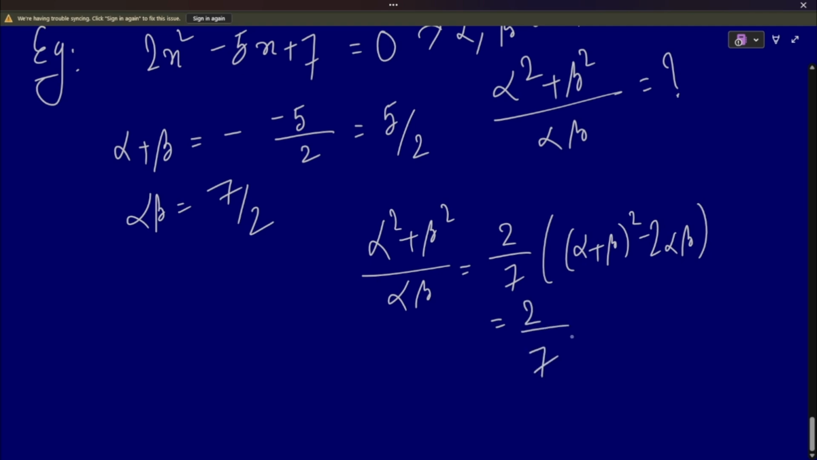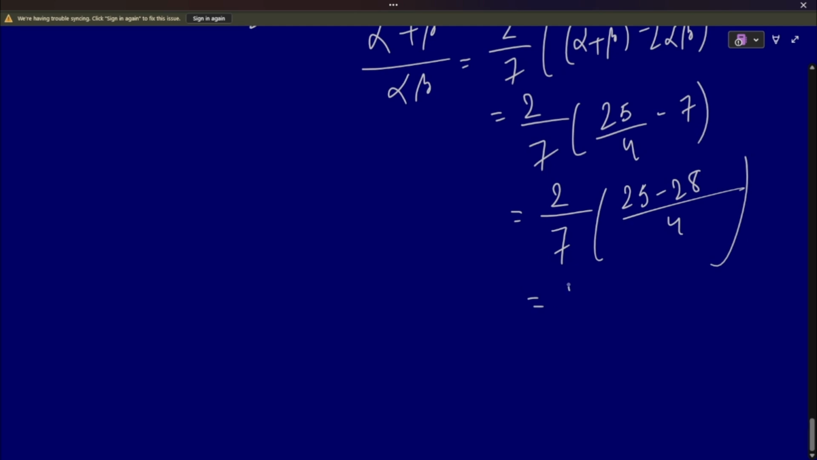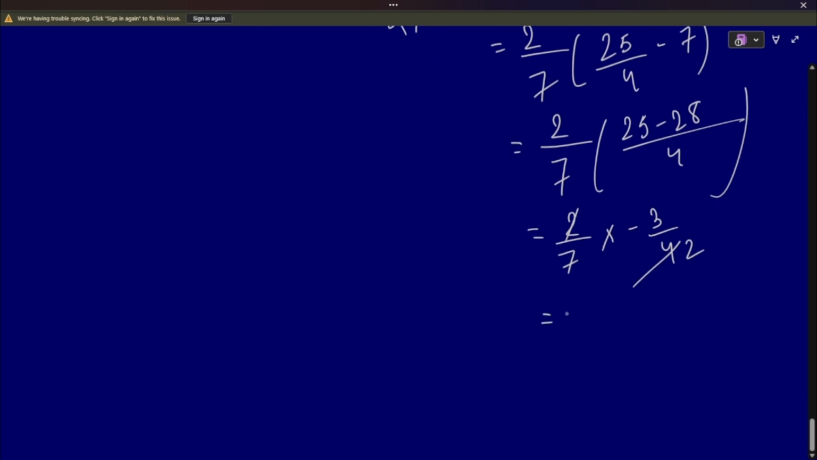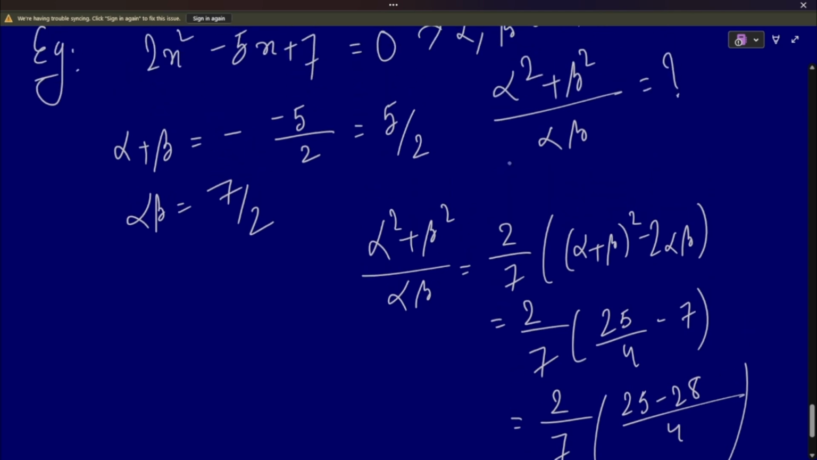This becomes 2 by 7 times [(alpha plus beta) whole square, which is 25 by 4, minus 2 into 7 by 2, which is 7], right? And thus this becomes 2 by 7 multiplied by (25 minus 28) by 4, and this is minus 3 by 4. So 2 by 7 into minus 3 by 4. You cut off the 2s here, and your final answer simply becomes minus 3 upon 14. Once you get acquainted with this kind of problem, you will be doing this very quickly, even in your head. You do not really need to write it all out.